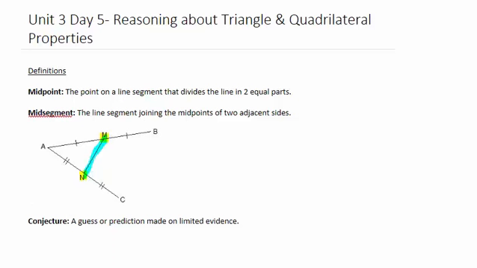The final term we need to learn is conjecture. That's a guess or a prediction made on limited evidence, kind of like a hypothesis. We are now going to investigate the properties of various shapes according to what we just learned, so midpoints and midsegments. And to do this, we're going to be using conjectures in the investigation.